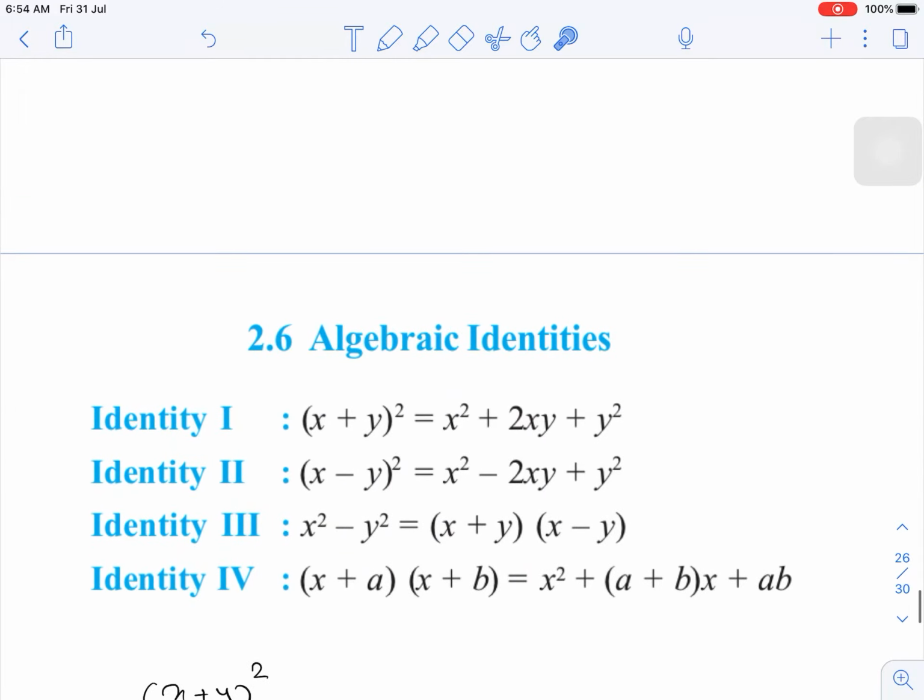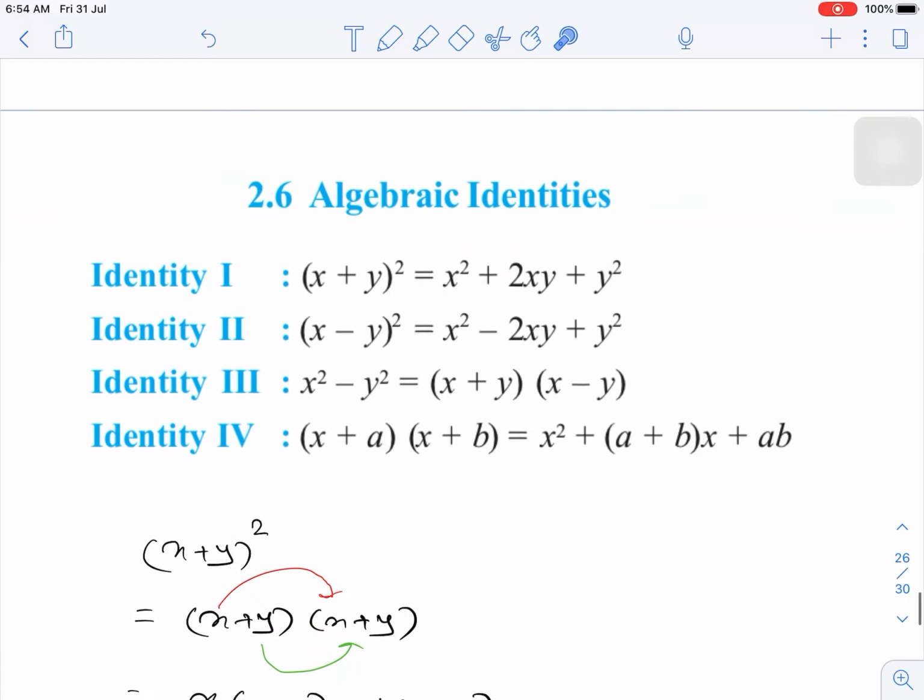Here we have 4 different identities which we are going to learn today. The first identity is (x plus y) whole square is equal to x square plus 2xy plus y square. In other words, (first term plus second term) whole square equals first term square plus 2 into first term into second term plus second term square. Now how did we get this formula? Let us see the derivation of this formula.